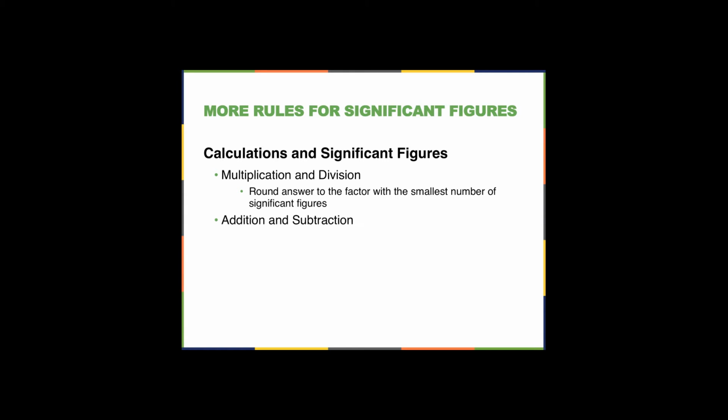For addition and subtraction, you round the answer to the place which has the greatest uncertainty. And I'll show you what that means in these examples that are coming up.